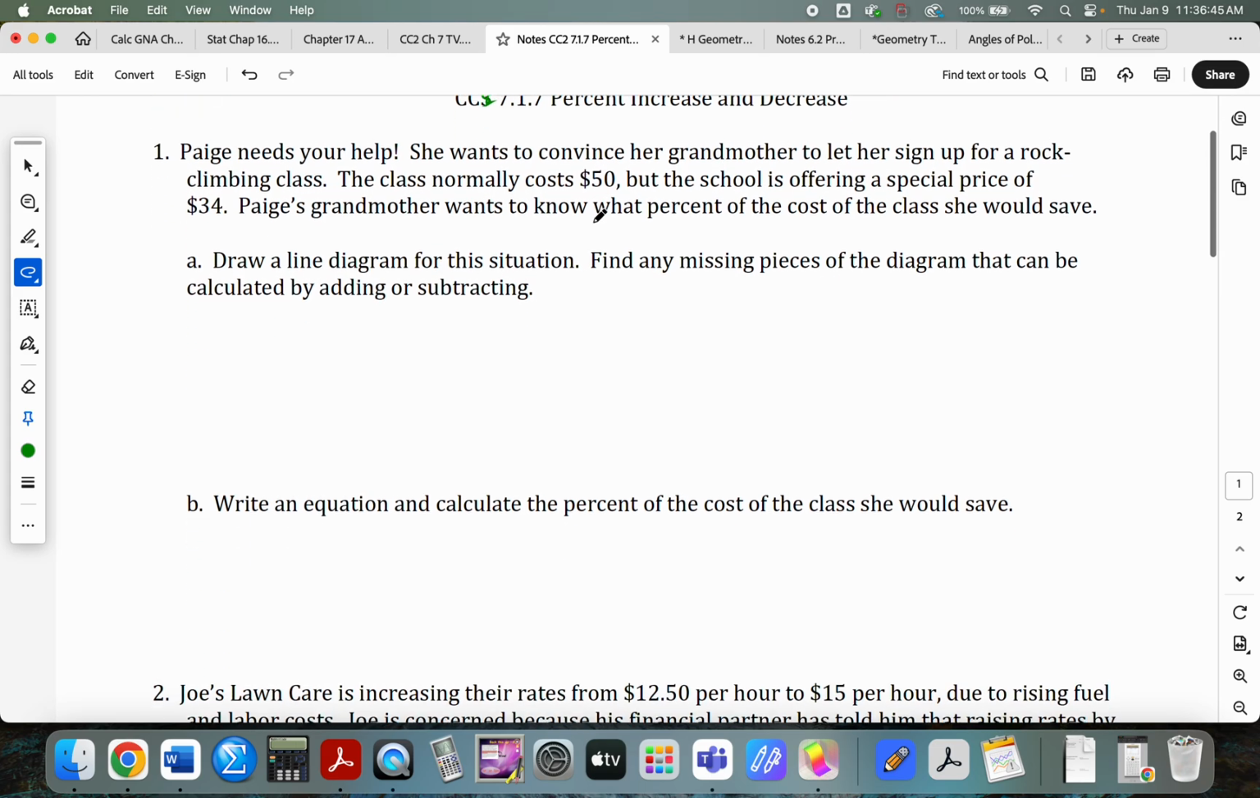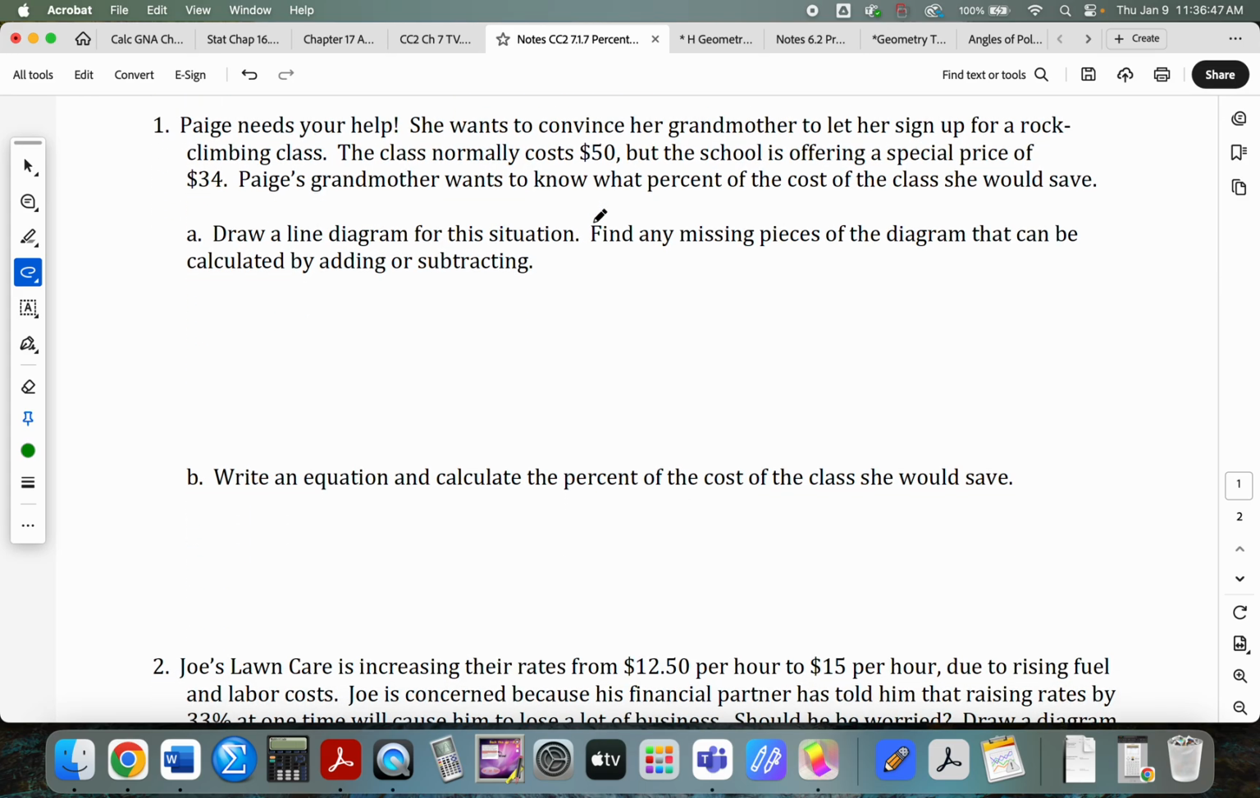So we start off with this problem with page. I won't read it to you because you're already supposed to have done this. So the line diagram might look something like this. So 100% is $50. We know that. And there's a special price where it's only $34. That's one part.